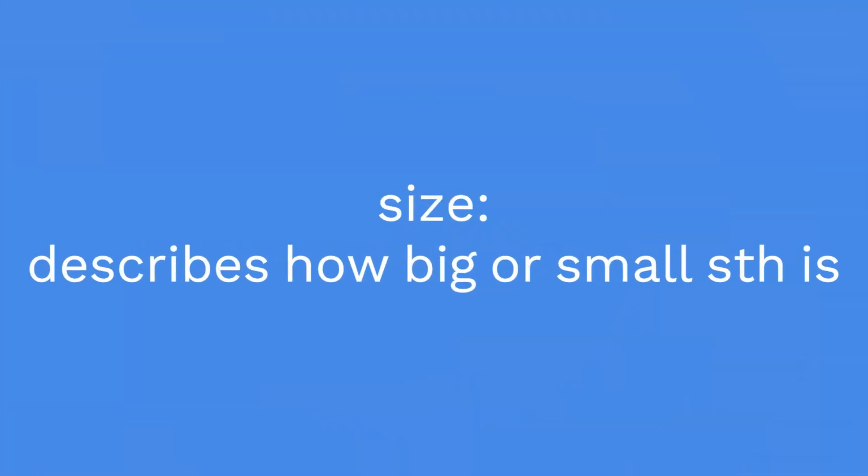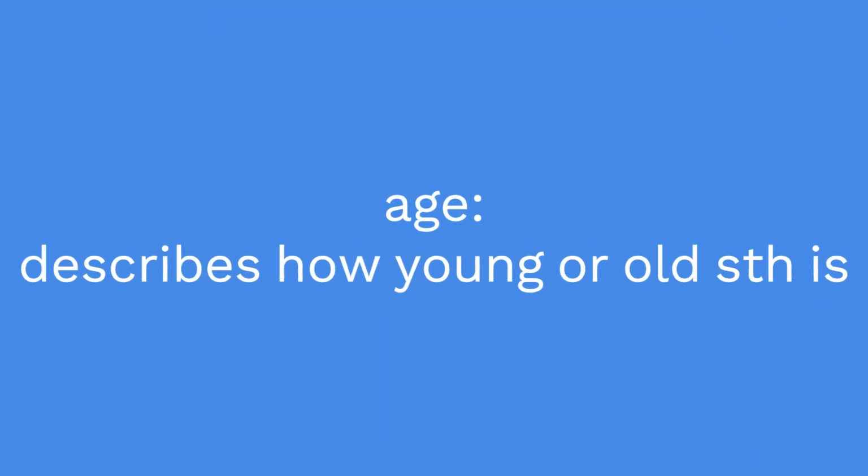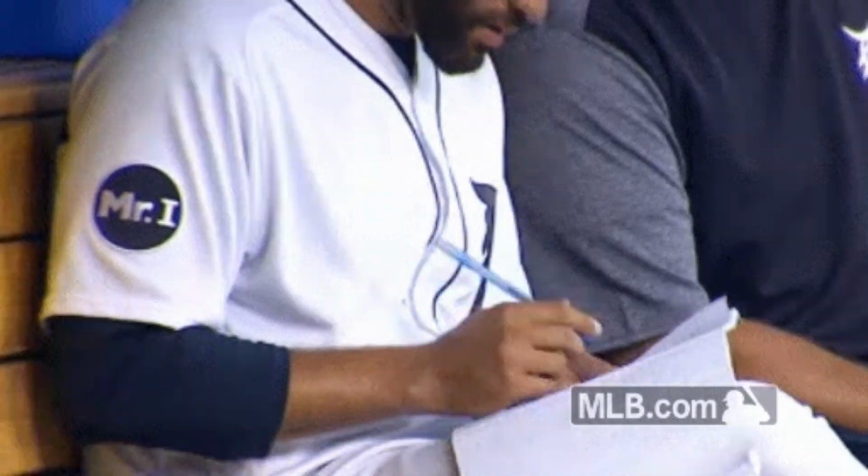Size. These words describe how big or small something is. Like big, small, huge, large, massive, enormous. Age. These words describe how young or old something is. Like old, young, new, fresh, antique, brand new, old-fashioned.